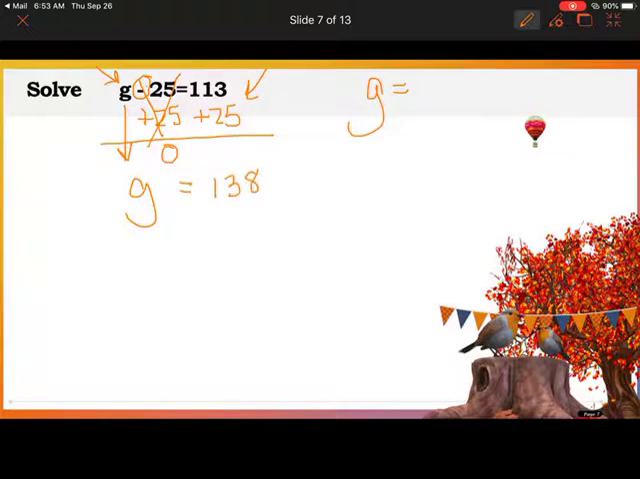Now, often we're going to be asked to go back and check. Just like when we were doing substitution, if I said G equals 138, and I said I have the equation G minus 25 equals 113, I would substitute the 138 in for G.